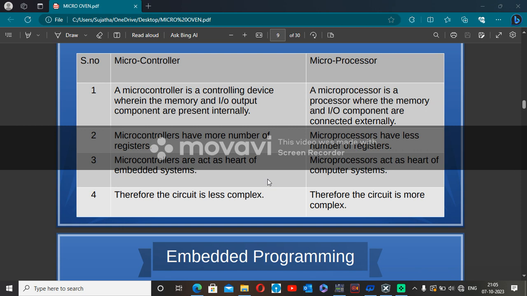Microcontrollers have more registers, whereas microprocessors have fewer registers. Microcontrollers are called the heart of embedded systems, whereas microprocessors are called the heart of computer systems. Therefore, in microcontrollers the circuit complexity is less. In microprocessors, the circuit complexity is more.